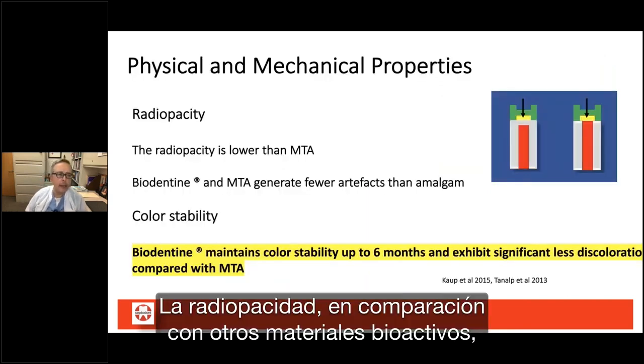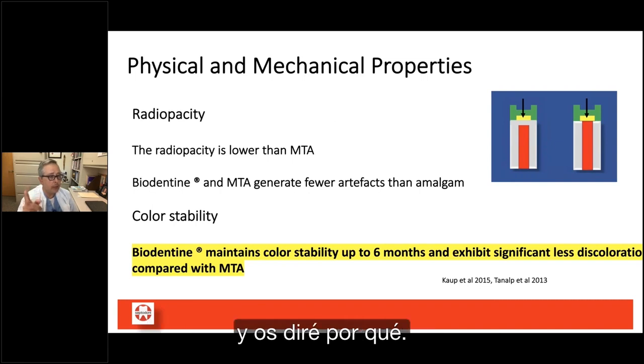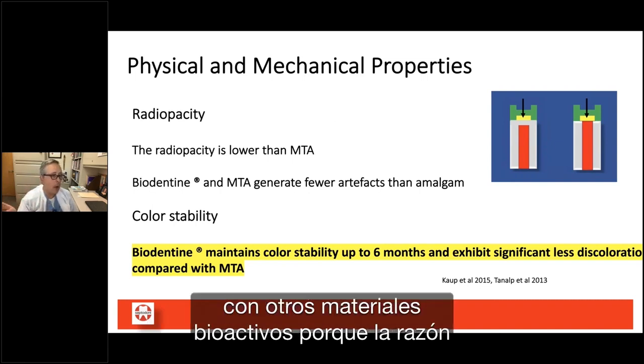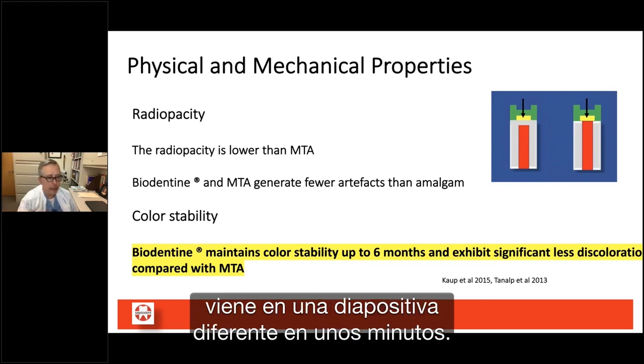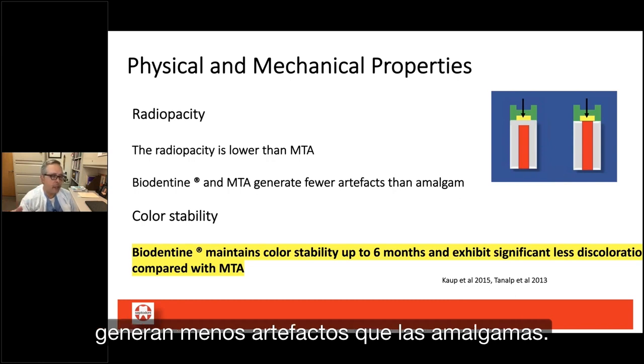The radiopacity of Biodentine, compared with other bioactive materials, is less, but there is a good reason for that, and I will tell you why. I prefer to have lower radiopacity compared with other bioactive materials, because the reason is coming in a different slide in a few minutes. Biodentine and other bioactive materials generate fewer artifacts than amalgams.